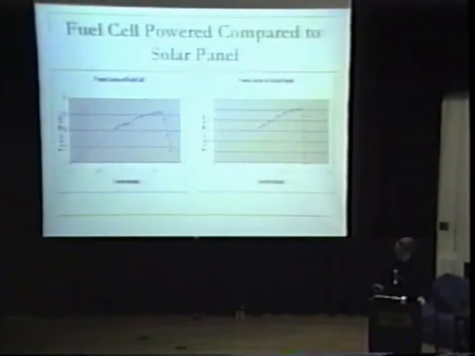The next slide here is the graph, the power curve of the fuel cell and the solar panel. As you can see, at about 1.6 amps or so, that's when we get the max power out of the fuel cell. And for the solar panel, it happened around 2 amps, or a little before 2 amps.